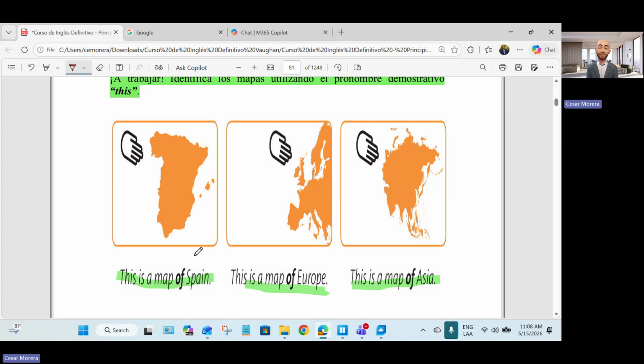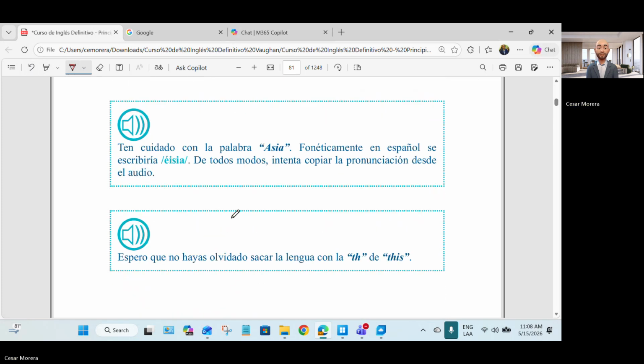This is a map of Spain over there. This is a map of Europe. This is a map of Asia. Asia. Perfect. Good job. Let's continue. So be careful because the pronunciation for this word will be something along the lines of Asia.